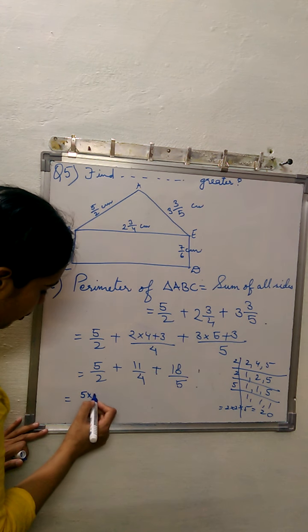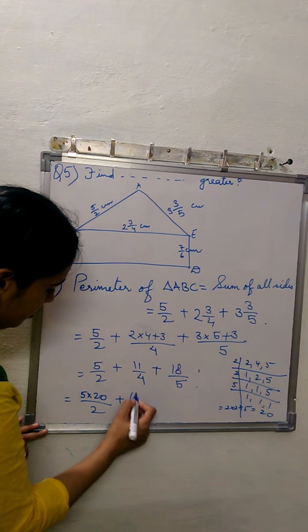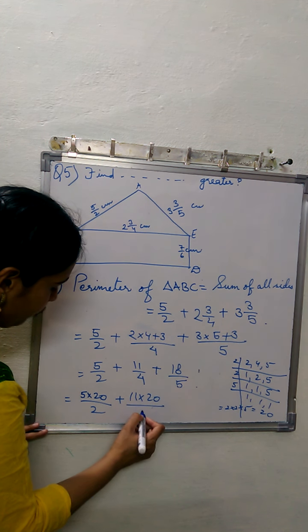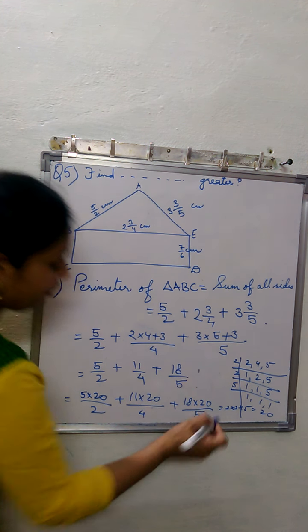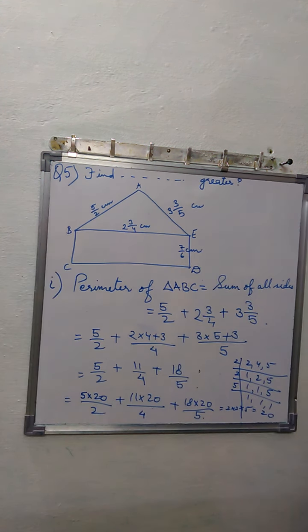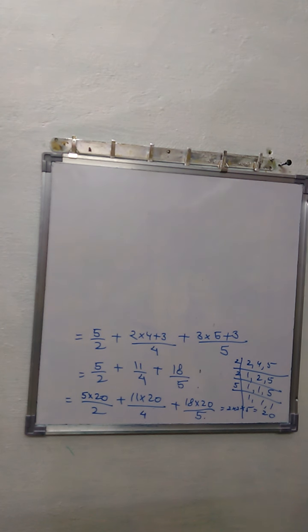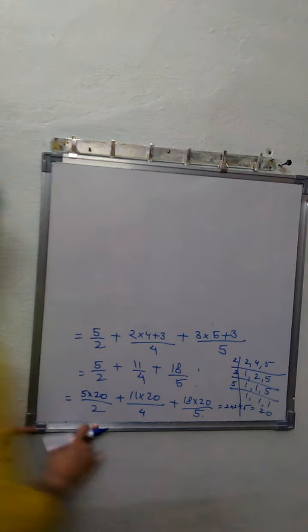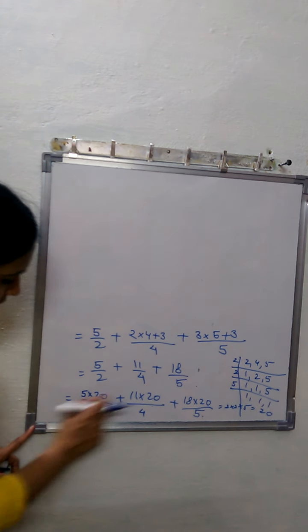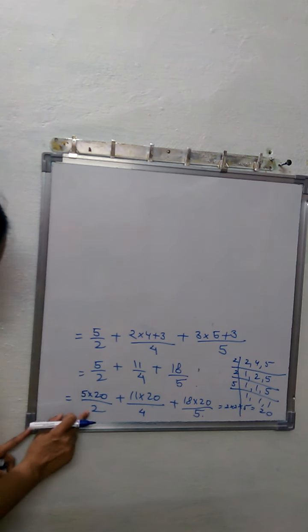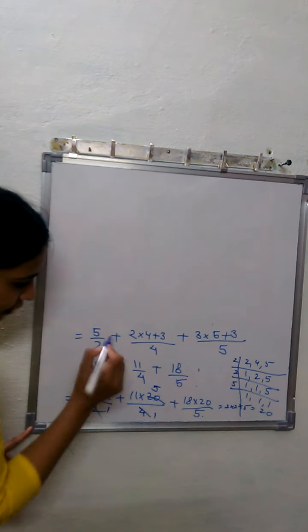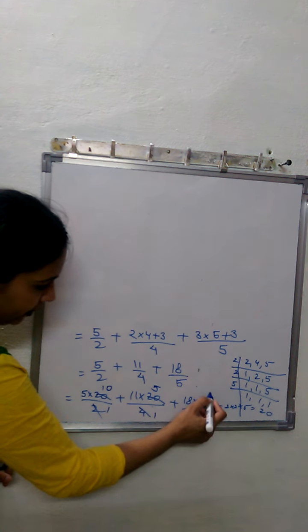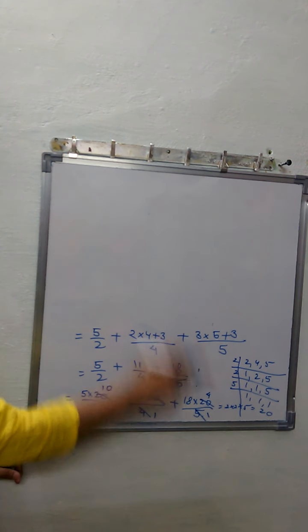So 5/20, 11 into 20/4, 18 into 20/5. Now we cut and divide. Here you can see I have multiplied the LCM to all the fractions. So 2 and 20 get divided, 10 is left. 4 and 20 get divided, 5 is left. 5 and 20 get divided, 4 is left. Now whatever is left out, that we'll write.